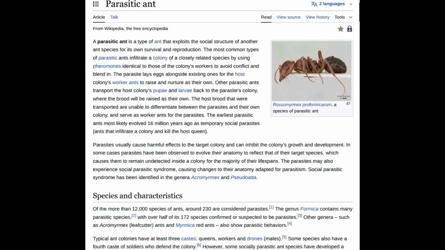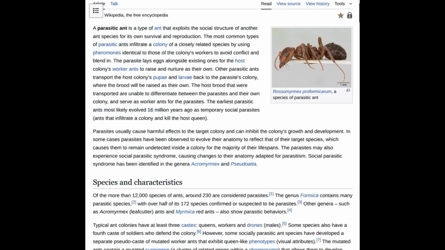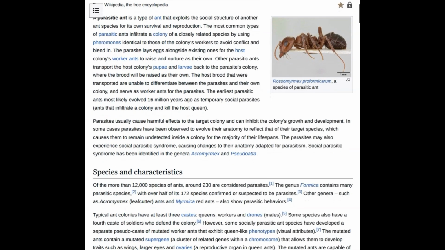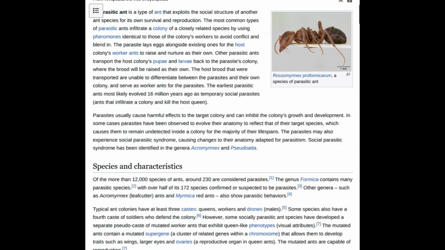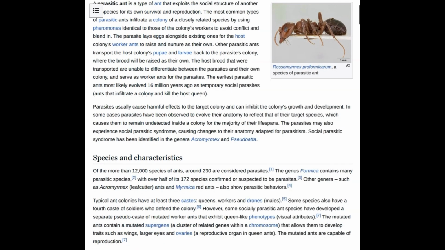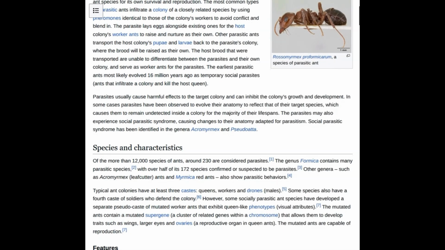Other parasitic ants transport the host colony's pupae and larvae back to the parasite's colony, where the brood will be raised as their own. The host brood that were transported are unable to differentiate between the parasites and their own colony, and serve as worker ants for the parasites. The earliest parasitic ants most likely evolved 16 million years ago as temporary social parasites, ants that infiltrate a colony and kill the host queen.